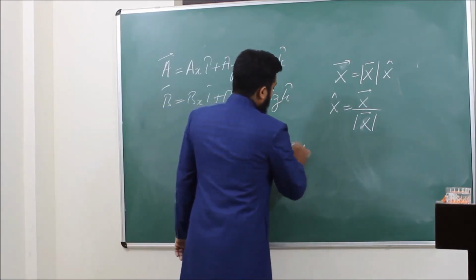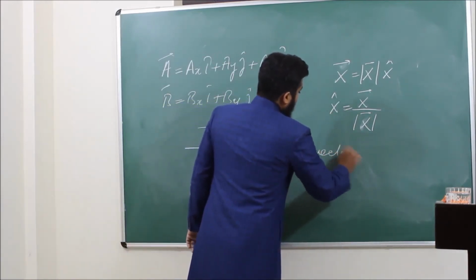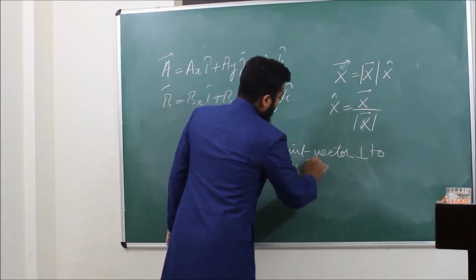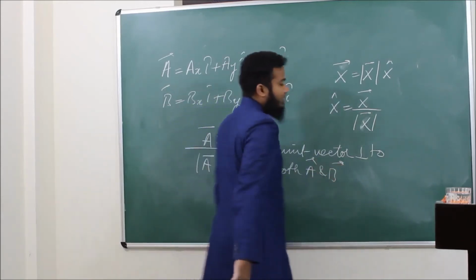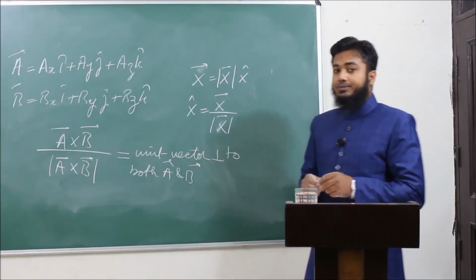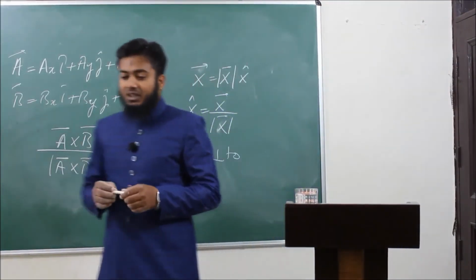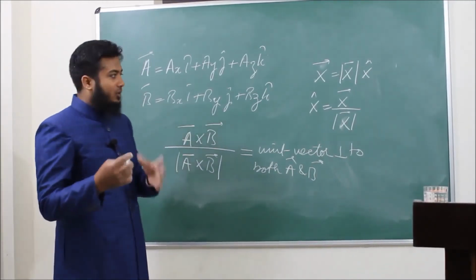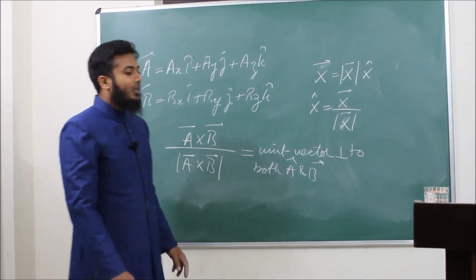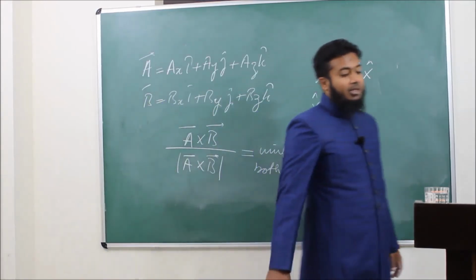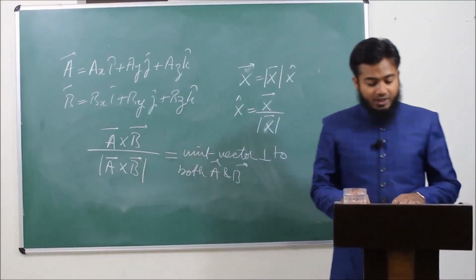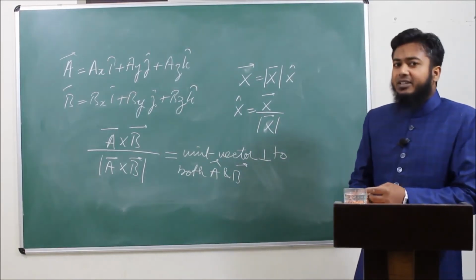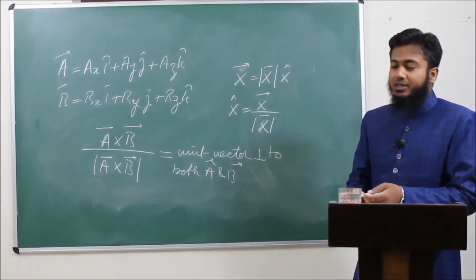Unit vector perpendicular to both A and B. So this was cross product, the multiplication of vectors by the method of cross or vector product. And before that we have seen the multiplication of two vectors by the method of a scalar or dot product. So this was it, all about the vector, the algebra of vectors.